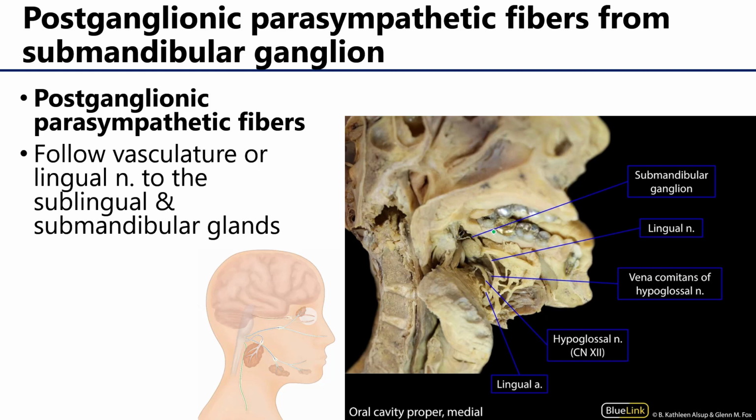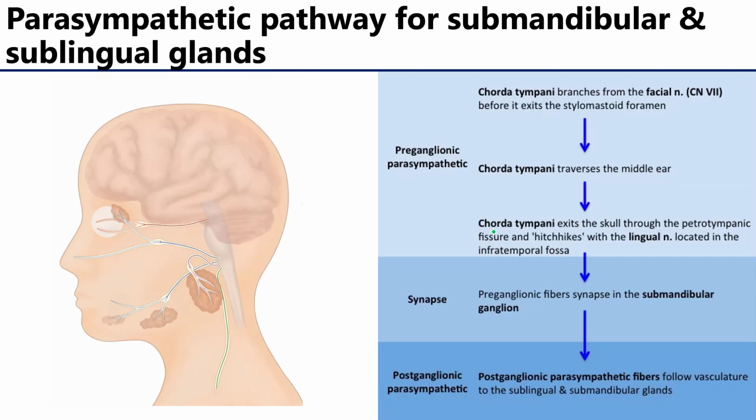So all of those postganglionic fibers follow, either they go directly to the submandibular gland because it's right there, or you could follow vasculature out to the sublingual gland, or some of them will even jump back on the lingual nerve and hitchhike along to the sublingual glands. It's really quite amazing. So let's review the pathway.